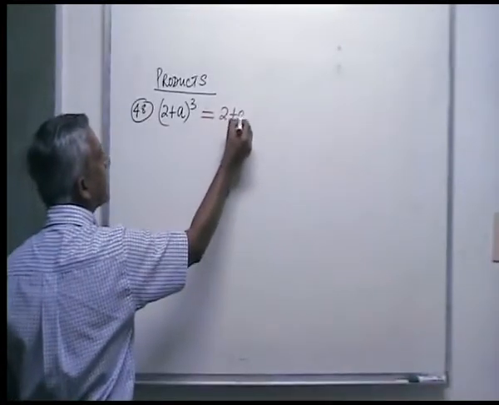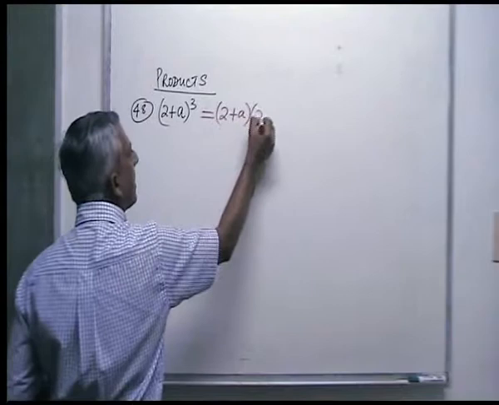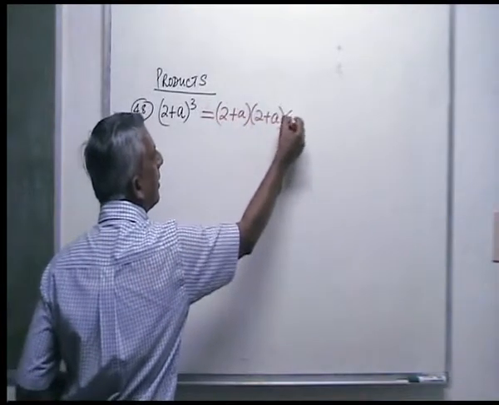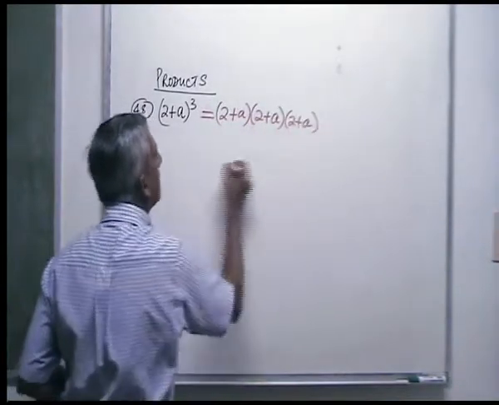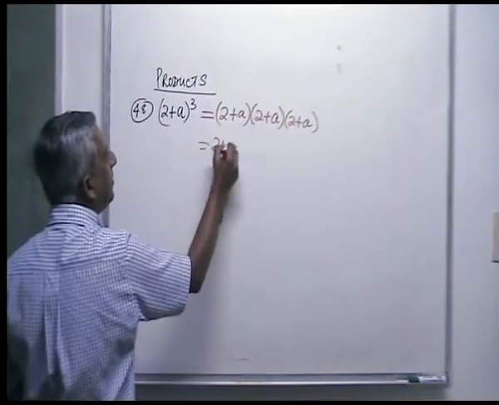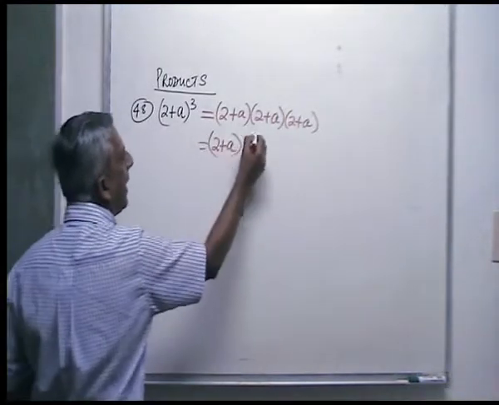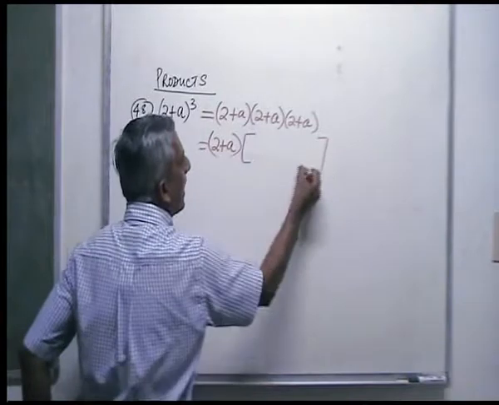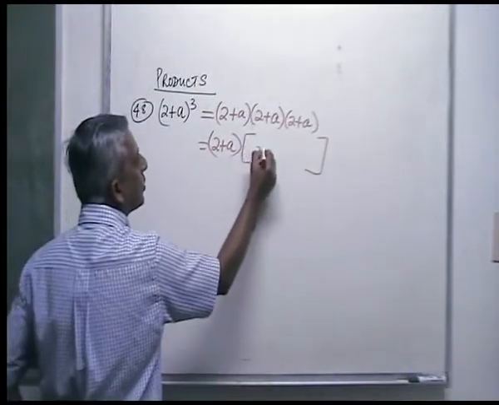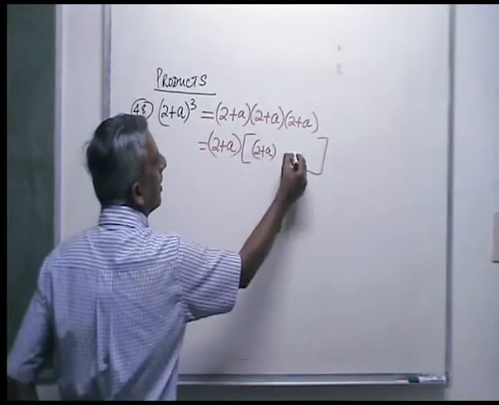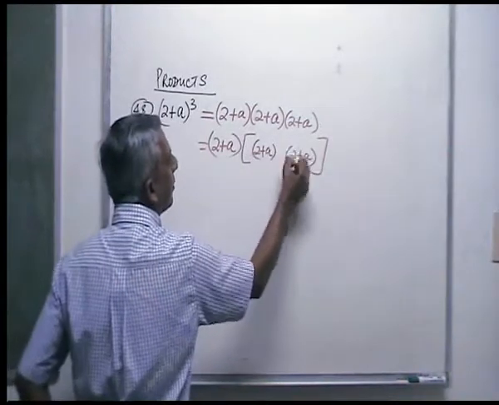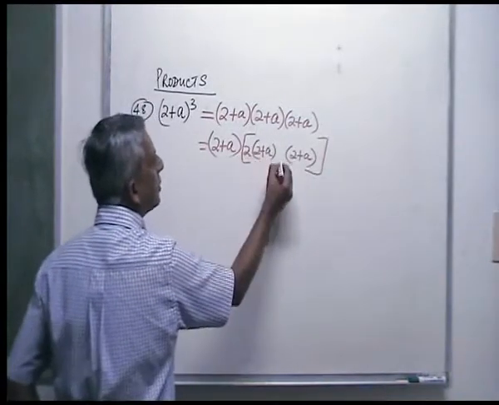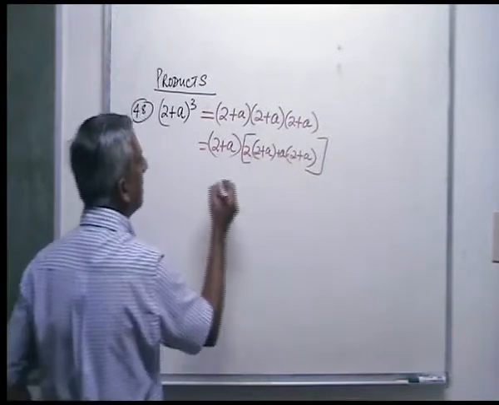So that will be 2 plus a written 3 times: 2 plus a, 2 plus a, 2 plus a. Then we just bring that down, and we do that inside here. So it will be 2 plus a, 2 plus a. We're doing this part here, see? There's 2 there, plus a there.